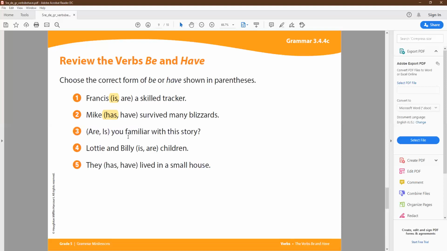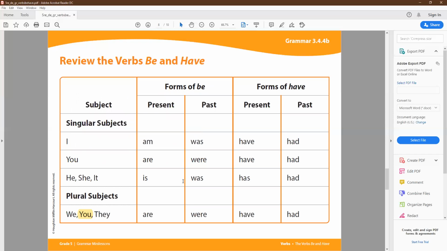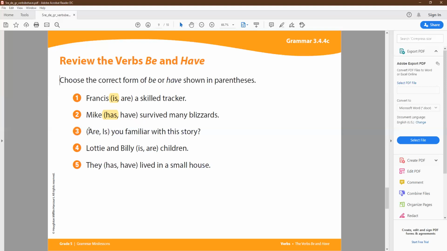Number 3, is you familiar with this story? Well, let's look at our subject. Our subject in this sentence is going to be you, which if we go back to our other slide, we can see that you is plural, so it needs to be are. Okay, so are you familiar with this story? We can read that sentence and know that are is going to make sense. But the rule is, since I have that plural subject of you, my verb also needs to be plural, which is going to be are.